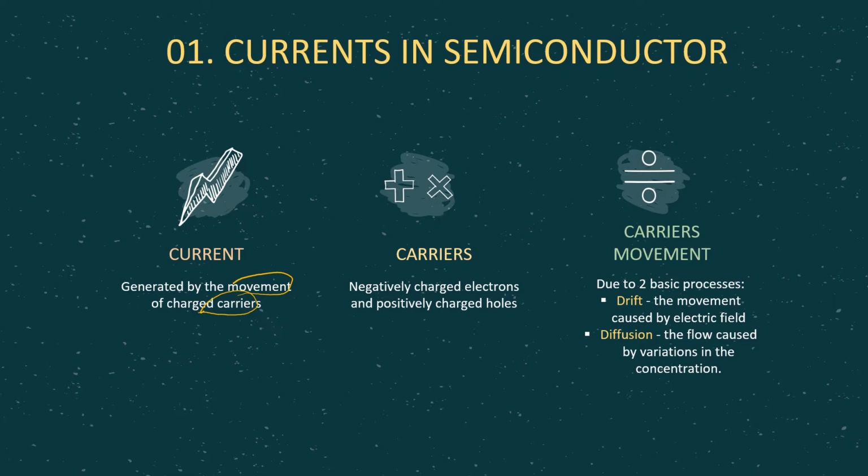Okay, but what are the carriers? Carriers refers to electrons and holes in the semiconductor, and this carriers movement which causes the current to flow is due to two basic processes, which are the drift, which is caused by the electric field, as well as the diffusion, which is caused by variations in the concentration.